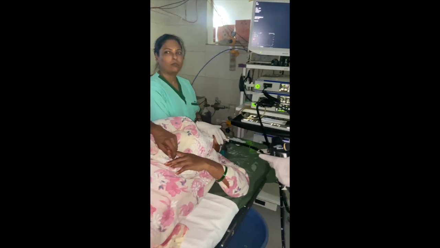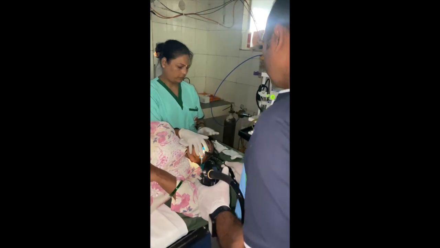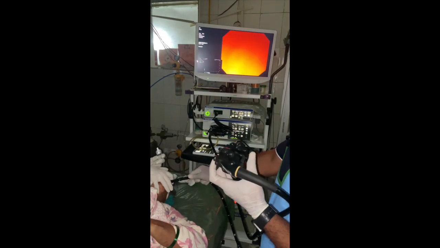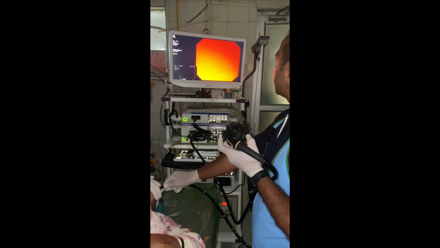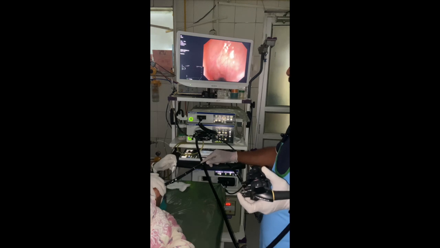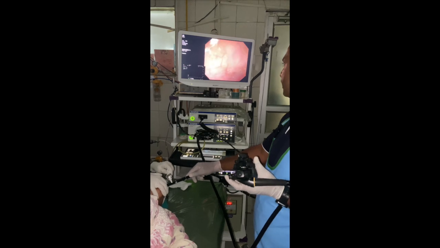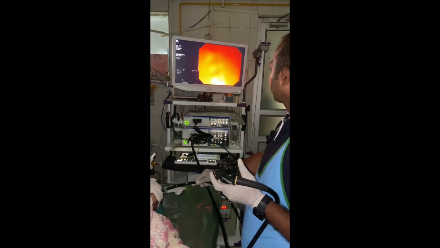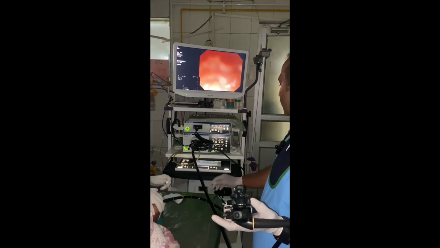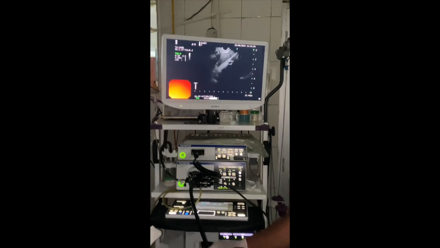So patient is quiet and sedated. We are going to insert the scope, and insertion of the scope is exactly the same as we do in the ERCP procedure. Gently pass the scope across the upper esophageal sphincter. So we are now having the endoscopic view. Now as we reach the GE junction of the patient, we will turn on the sonar view.